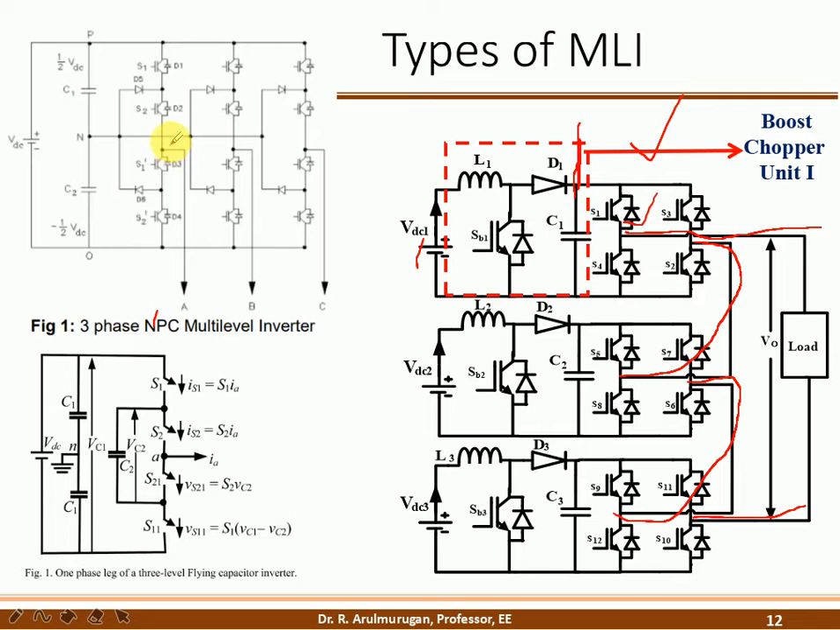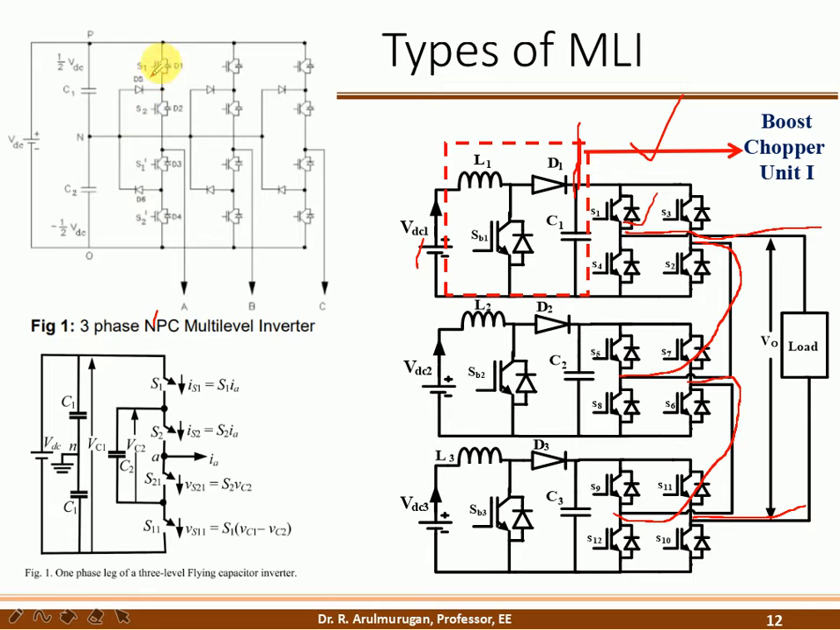This is a center point. It is similar to the 3-phase inverter. A phase, B phase and C phase are brought out. See here, how many legs are used? 3 legs are used. Each leg has a center point. How many switches are used? Look at switch number 1, switch number 2, and then S1 dash, S2 dash.